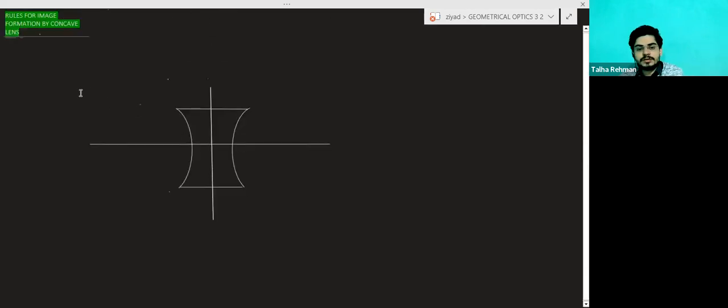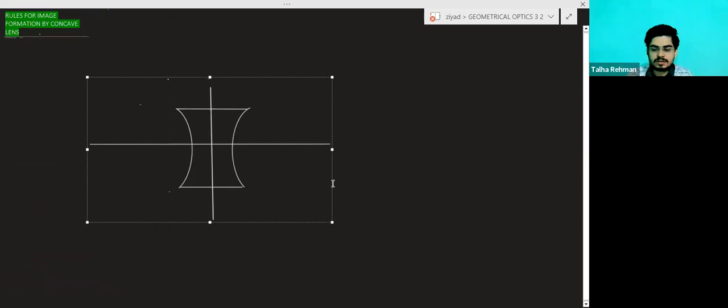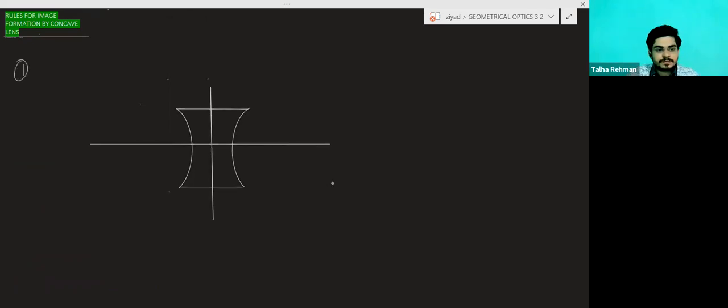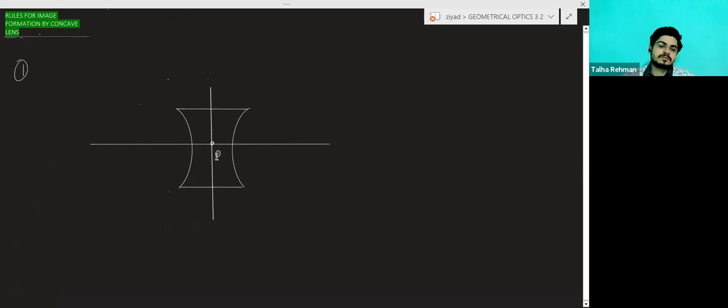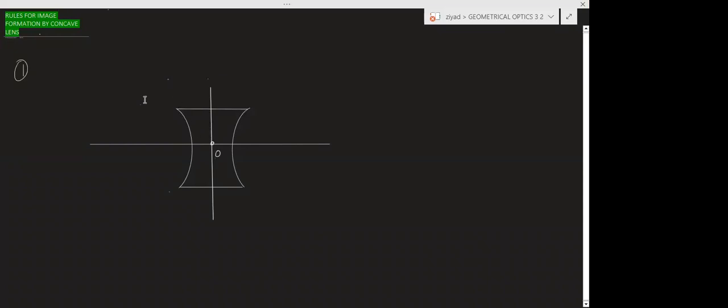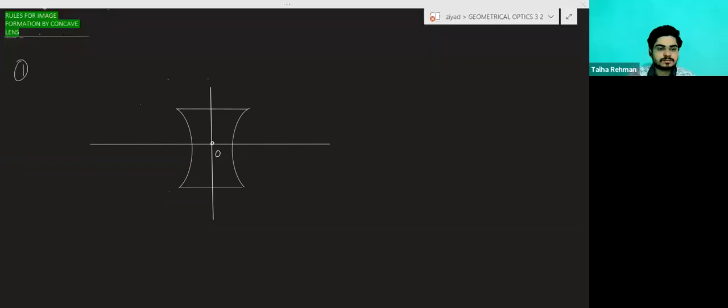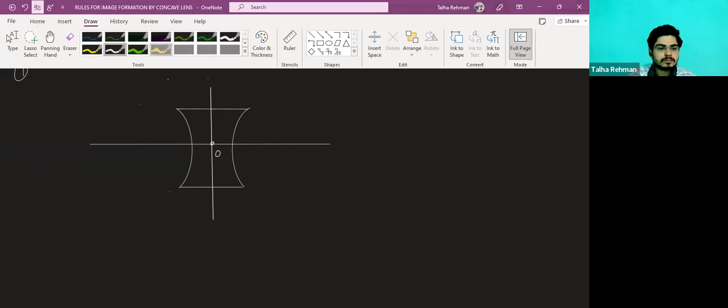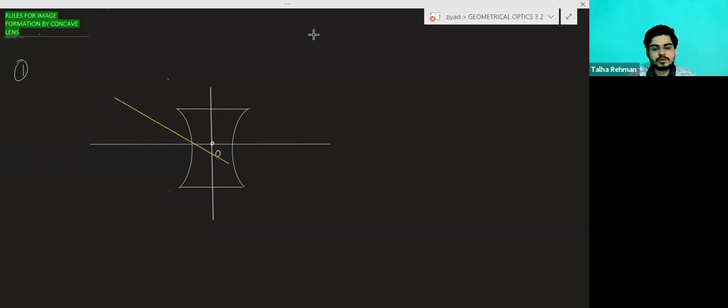So first we will discuss the rules for the image formation by the concave lens. Three rules are there. Number one, this is the optical center, and this lens is a very thin lens. So if a ray of light is passing through the optical center of a concave lens, it will pass straight. Rule number one.